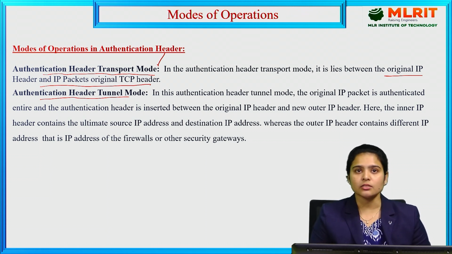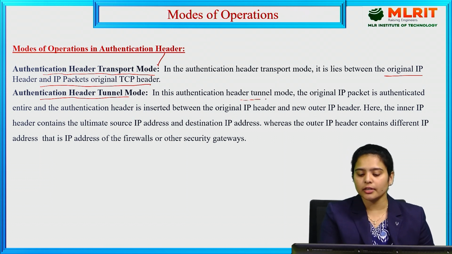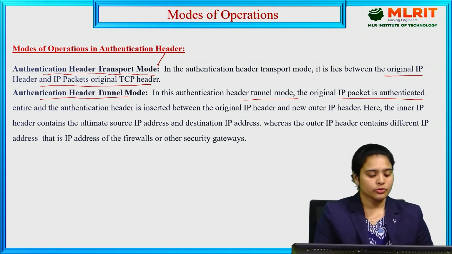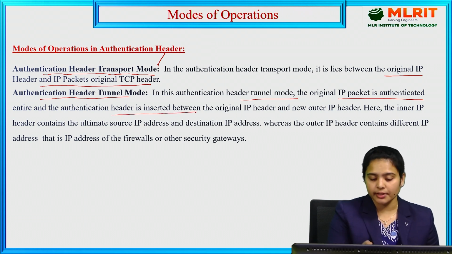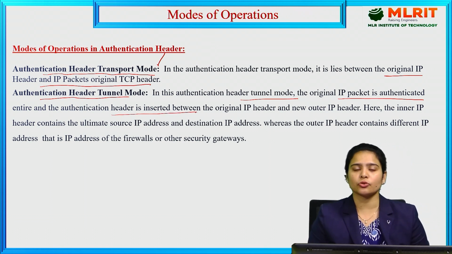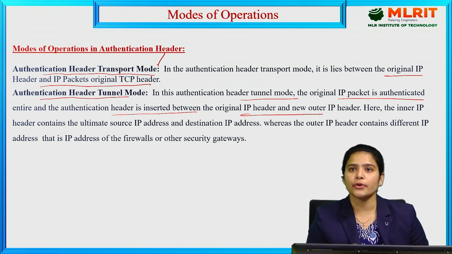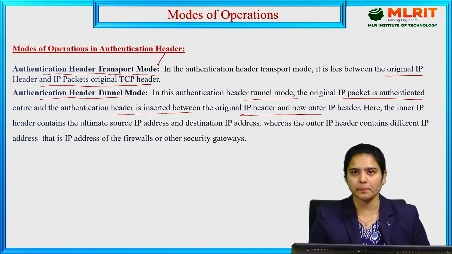The next one is tunnel mode. What happens in tunnel mode? In authentication header tunnel mode, the original IP packet is authenticated. It checks whether it is authenticated or not. After this, the authentication header is inserted between the original IP header and the new outer IP header.